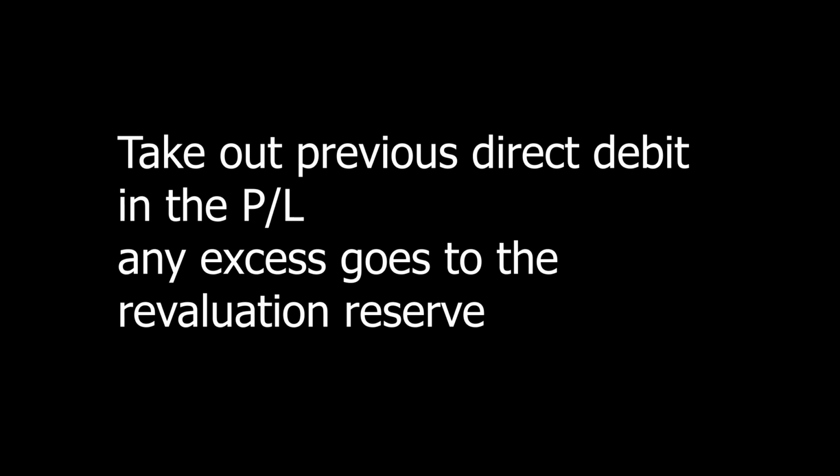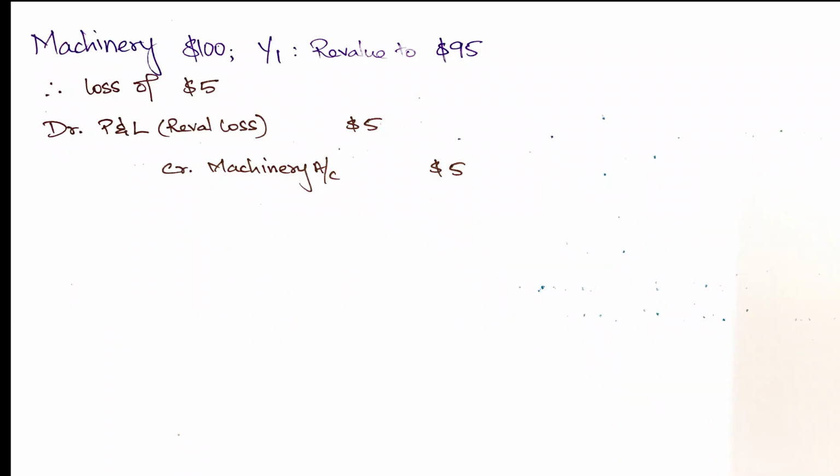So we only saw a revaluation surplus followed by a revaluation loss. But what happens if there's a revaluation loss first and then there's a revaluation surplus? It is the exact opposite of what we looked at in the previous video. So we will first reverse anything that went to the profit and loss account, because there would have been a direct debit to your profit and loss account, and any excess amount we will put in the revaluation reserve as a revaluation surplus. So let's take the example of machinery worth 100. So in the first year you were revaluing it to 95, it's a revaluation loss.